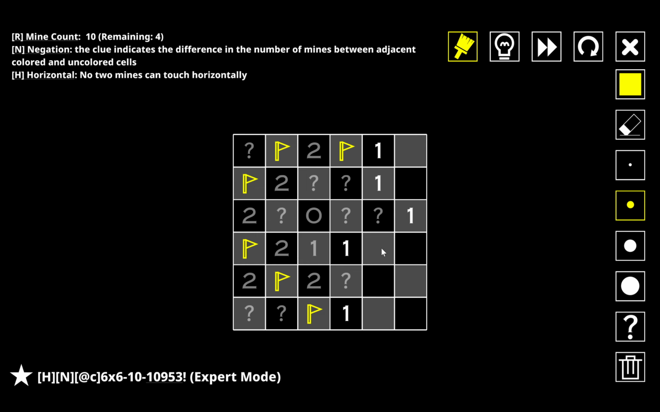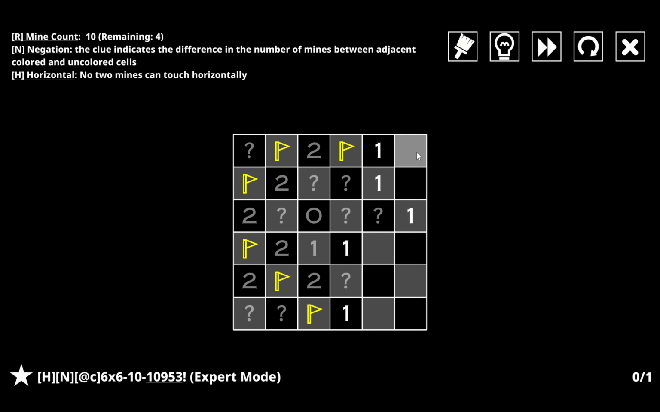The next thing we can consider is what to do with the remaining mines, because we only have 4 left. We know that there can be at most 3 in this region, right? 1 in each part of the horizontal. But then that would put 1 over here, and that would break the 1 clues. So we know that both of these must be mines, right?